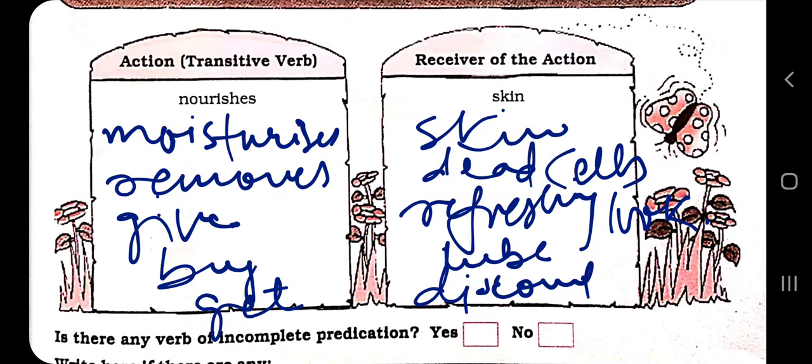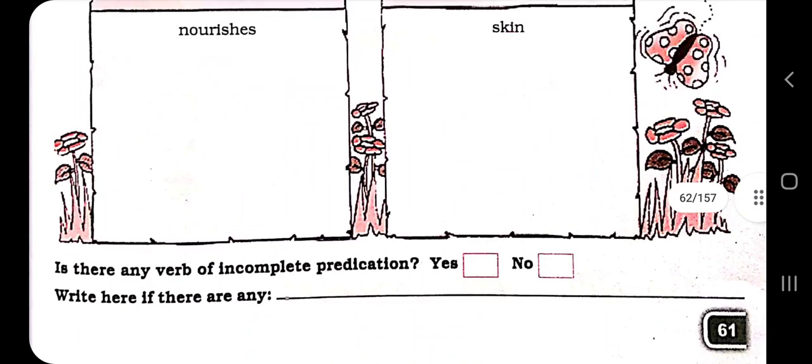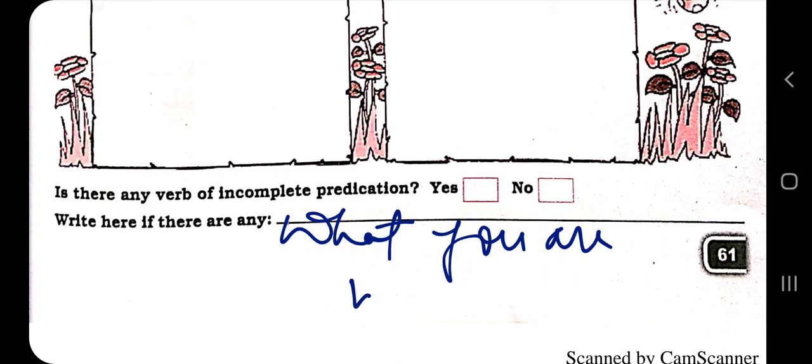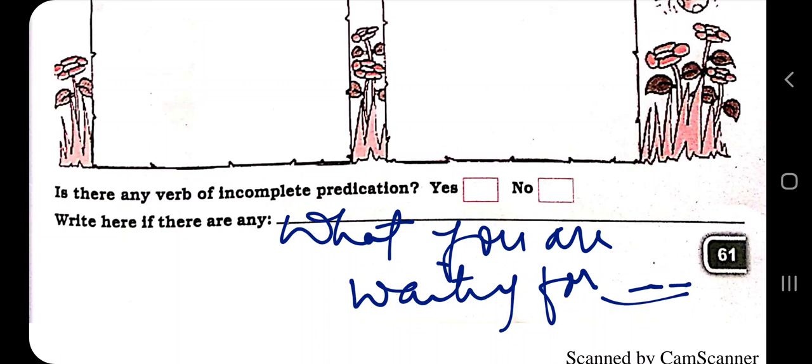Refreshing look. Now is there any verb of incomplete predication? Yes, there is one. What you are waiting for. It is giving incomplete sense. It needs some completion of the what you are waiting for, like waiting for train, waiting for cream, waiting for what.